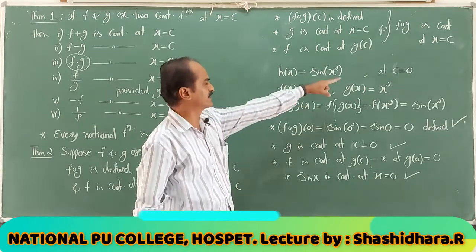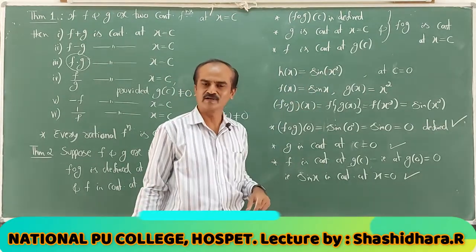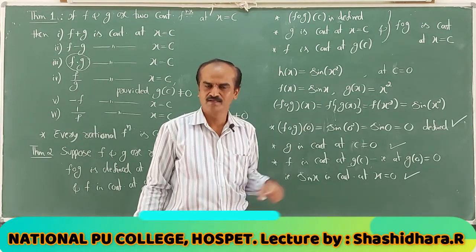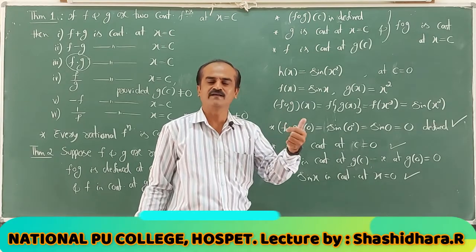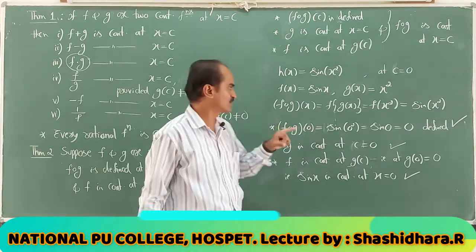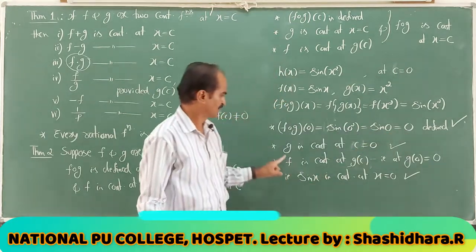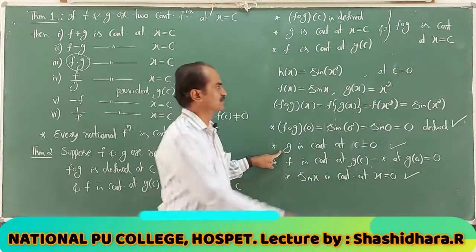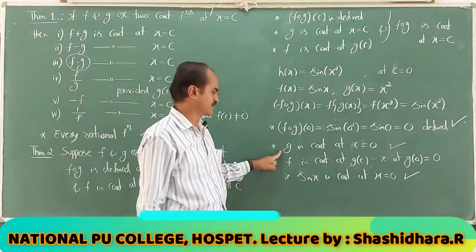Here I have taken c as 0. My job is to check whether sine of x square is continuous at 0 or not. For that, whether f∘g is defined at 0 or not. Yes, it is defined. We are getting a finite real number. Whether g is continuous at 0. Yes, the function g is defined as x square. Clearly x square is continuous.